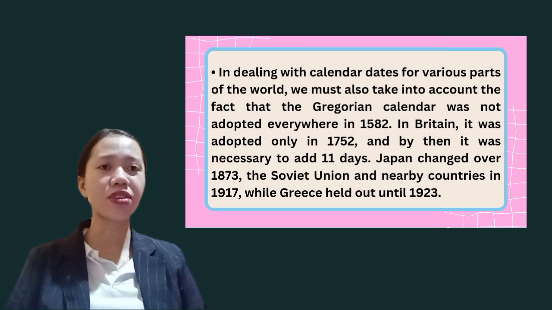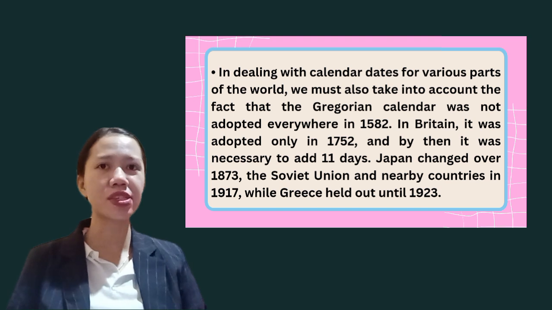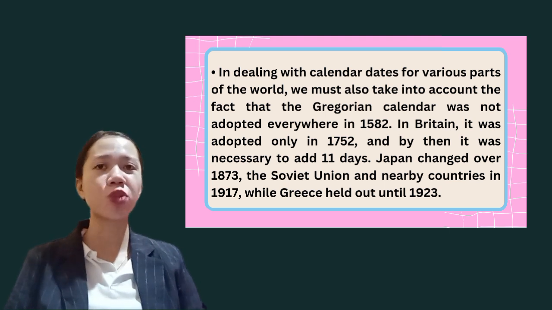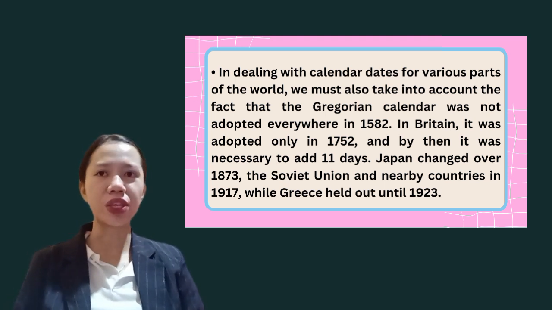In dealing with the calendar dates for various parts of the world, you must also consider the fact that the Gregorian calendar was not adopted everywhere in 1582. In Britain, it was adopted only in 1752, and by then it was necessary to add 11 days. Japan changed over in 1873, the Soviet Union and nearby countries in 1917, while Greece held out until 1923.